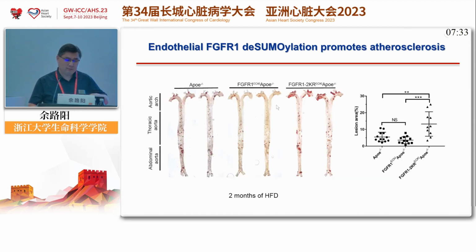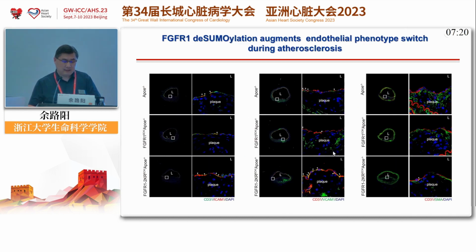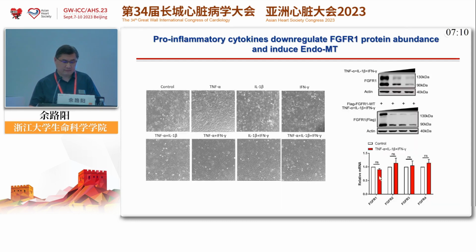And obviously, once we feed the high-fat diet for 2 months, the mutation increases atherosclerosis progression a lot, and even more obviously after 3 months. And at the early stage, we find there is an obvious EndoMT enhancement in the mutant mice in the endothelium in the plaques. So what is the mechanism?